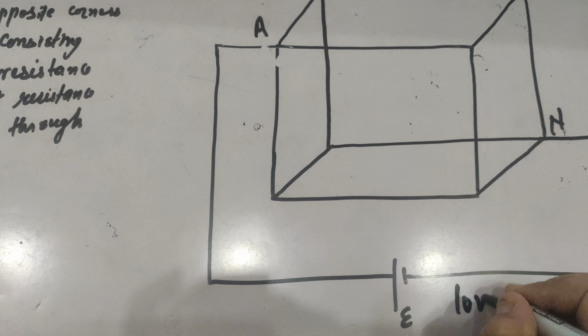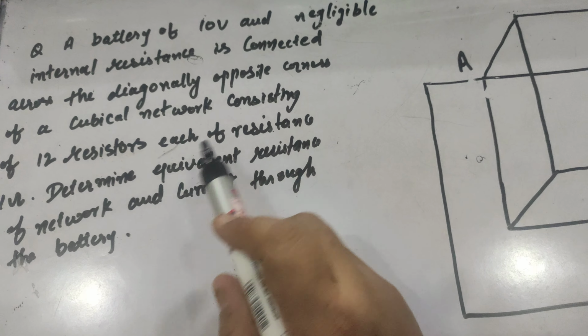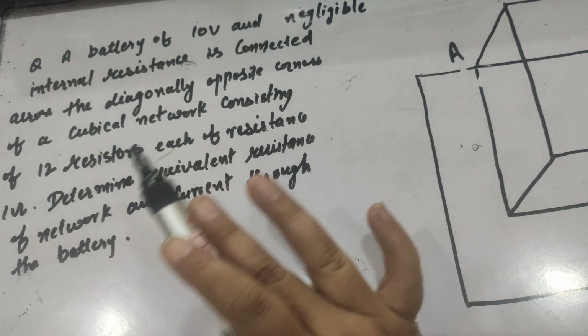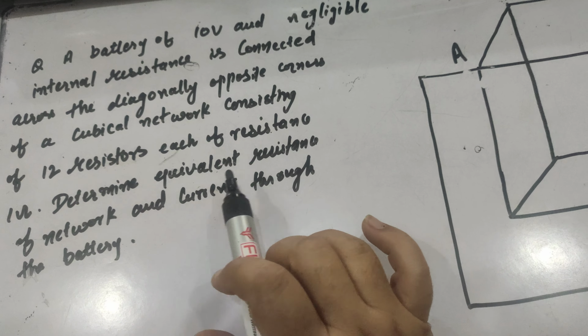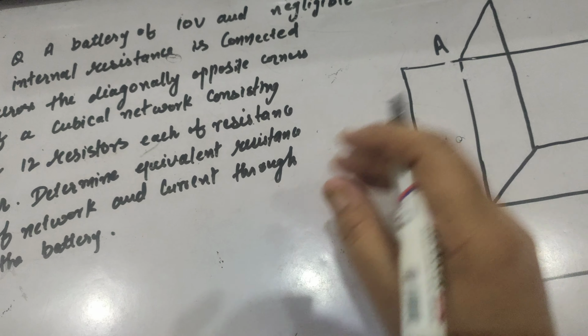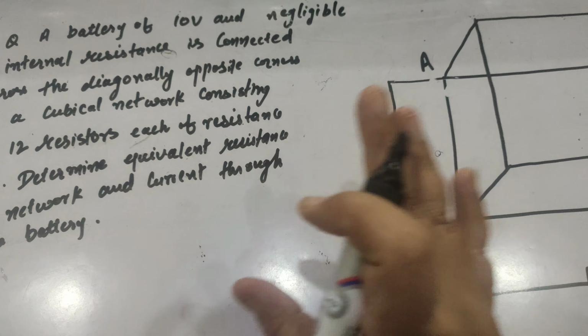The battery's value is 10 volt, and the network consists of 12 resistors, each of resistance 1 ohm. 1 ohm resistance is given to you. Determine the equivalent resistance of the network. We have to find out the equivalent resistance of this network and the current through the battery.